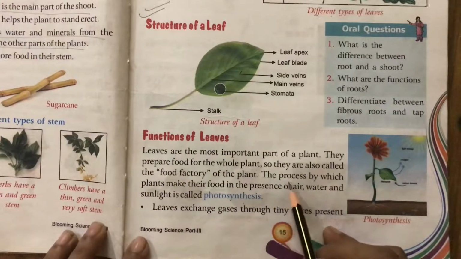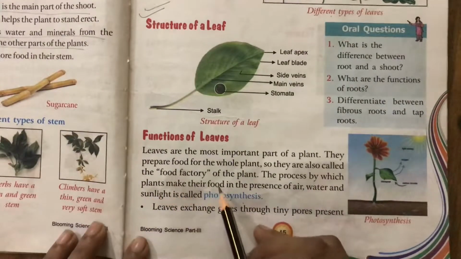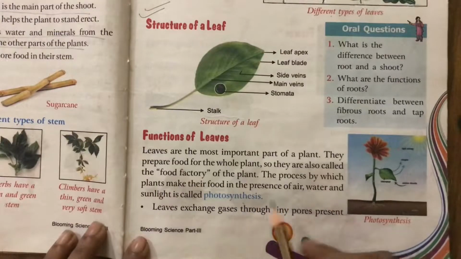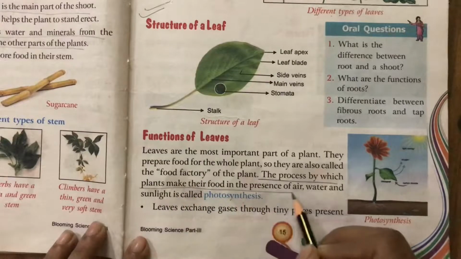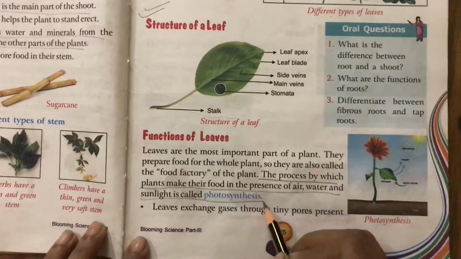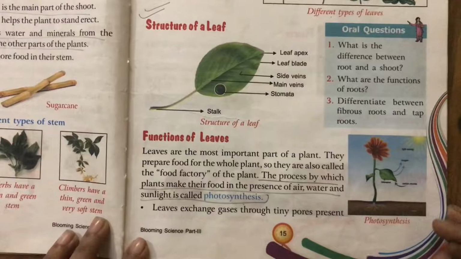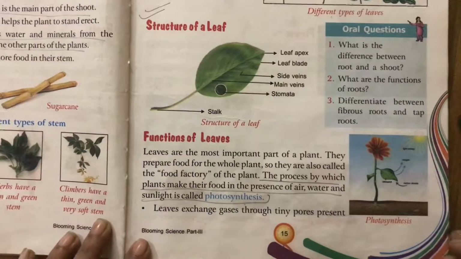And children, the process by which plants make their food in the presence of air, water and sunlight is called photosynthesis. This line is also very important. Okay, children, this line and chlorophyll. These two definitions you have to learn.